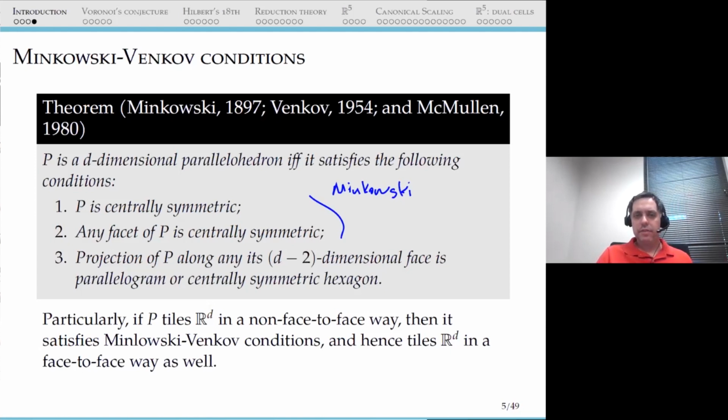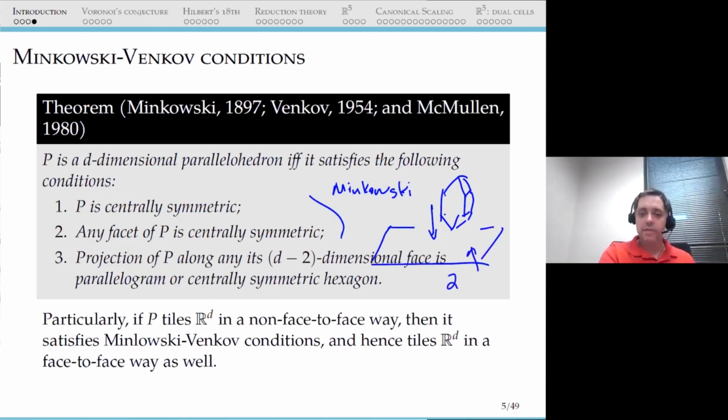Then in the middle of the 20th century, Venkov proved that, in addition to these 2 properties, there is a third one: every parallelohedron must also satisfy a certain property about projections. Let me draw a picture here. If we take a parallelohedron and project it along a face of codimension 2, then we get a 2-dimensional parallelohedron, so it's either a parallelogram or a centrally symmetric hexagon.